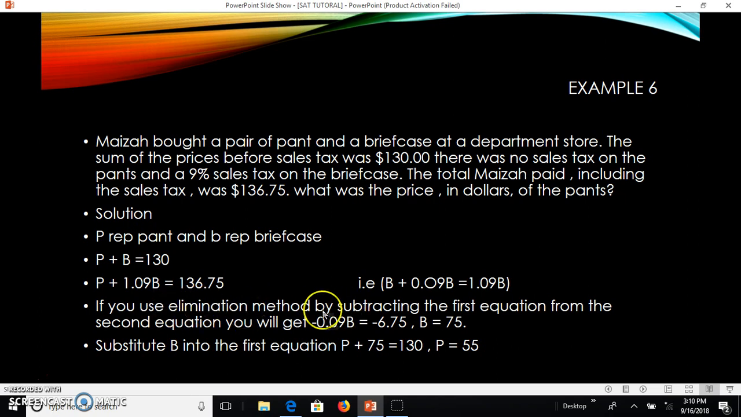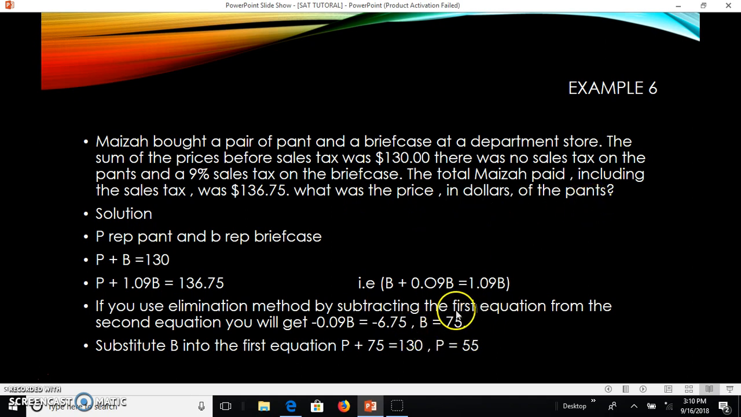The elimination method is faster, by subtracting the first equation from the second equation. You subtract this equation from this equation, and P will cancel. If you cancel P, then we have B. We have minus 0.09B equals minus 6.75. When you solve this, B equals 75. Mind you, they ask what is the price in dollars of the pants, and now this is for the briefcase.